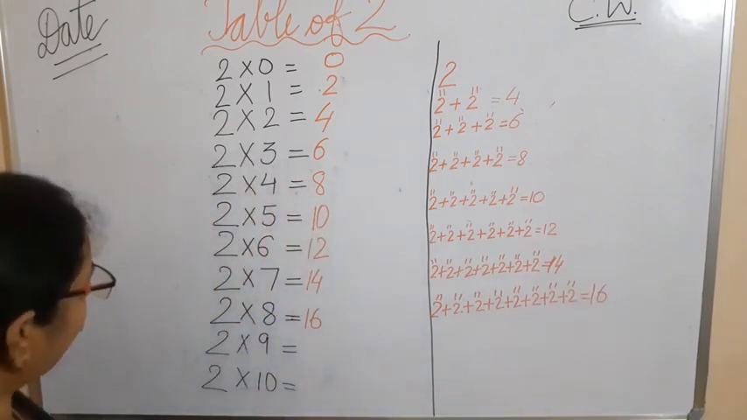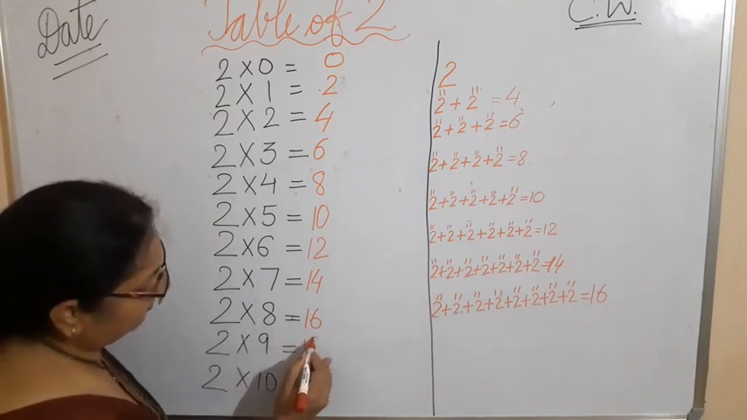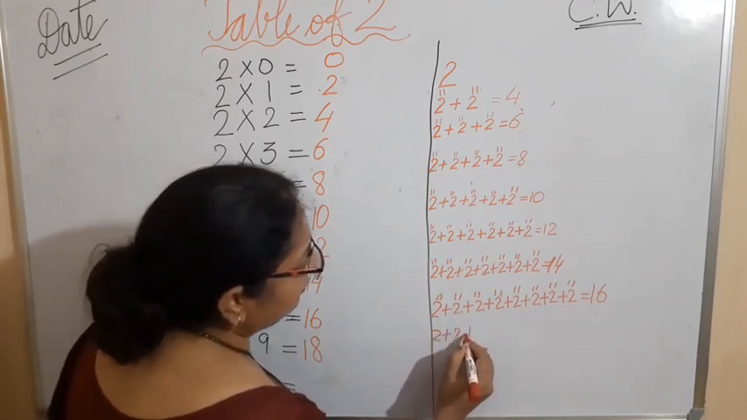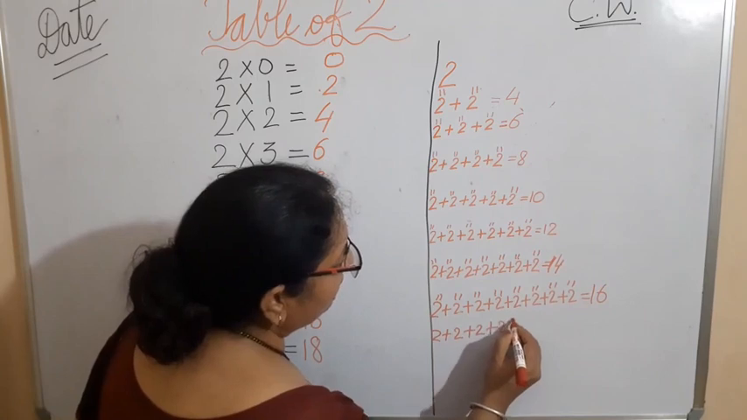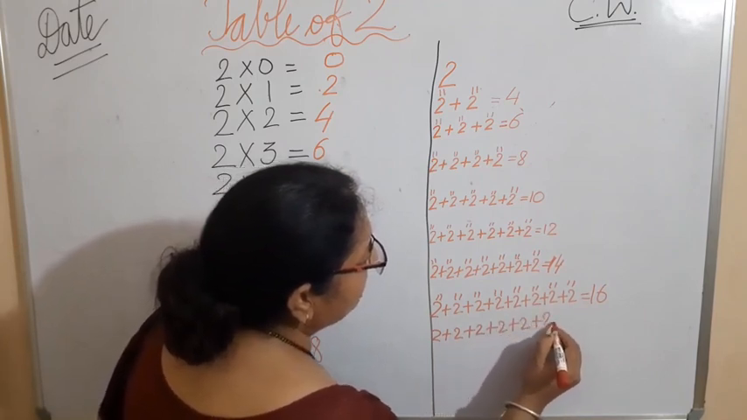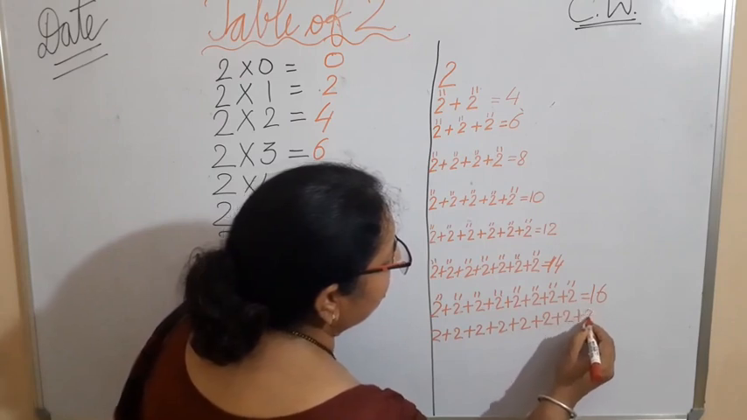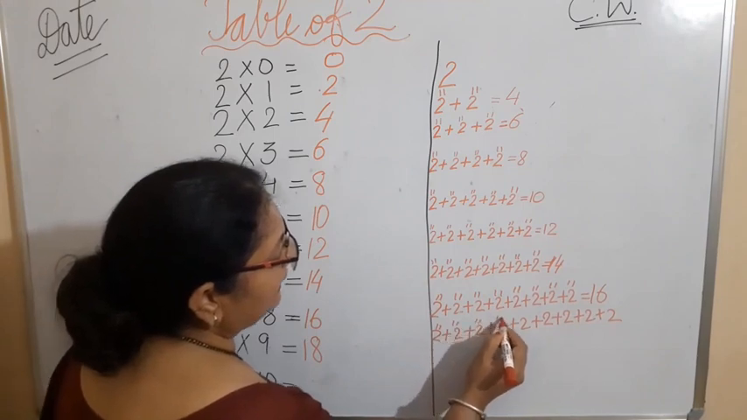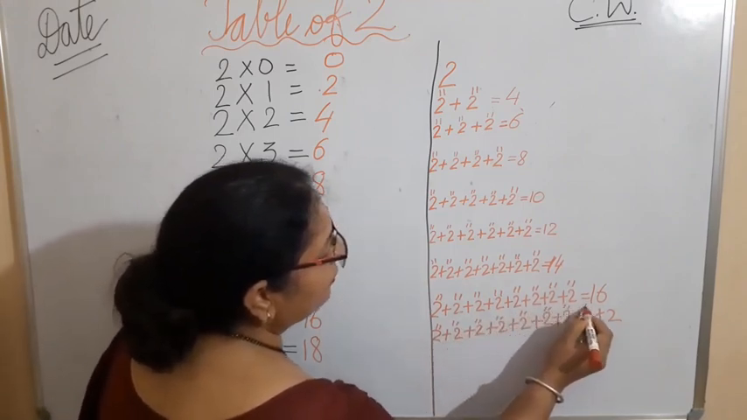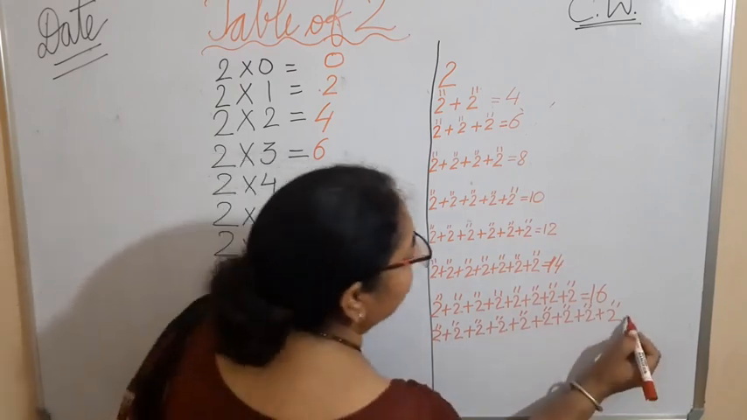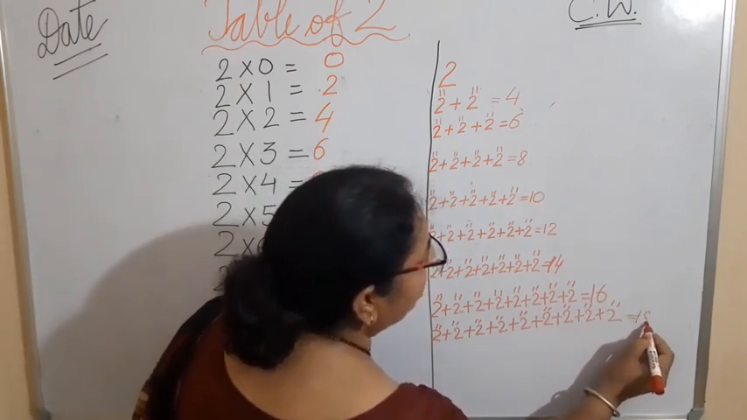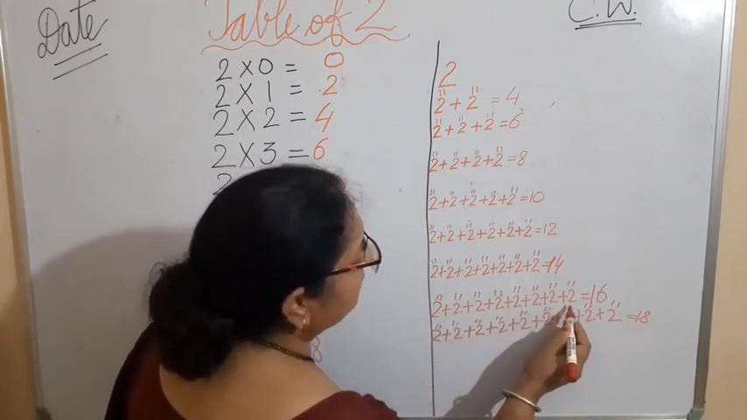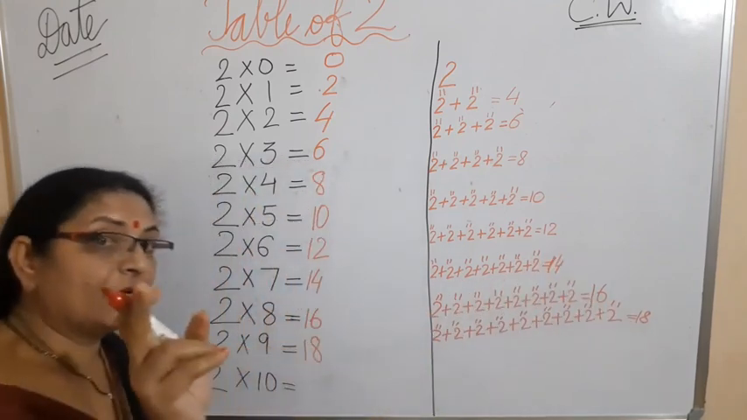Is it clear? Okay. 2 9s are 18. And you have to do the same procedure: 1, 2, 3, 4, 5, 6, 7, 8 and 9. And put the lines similarly and count it all together and you will get your answer. Is it clear, students? Okay. 1, 2, 3, 4, 5, 6, 7, 8, 9, 10, 11, 12, 13, 14, 15, 16, 17, 18. And your answer is 18.